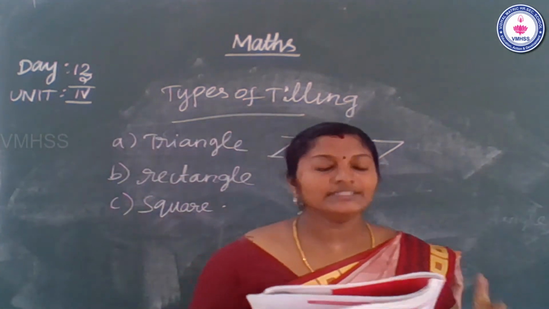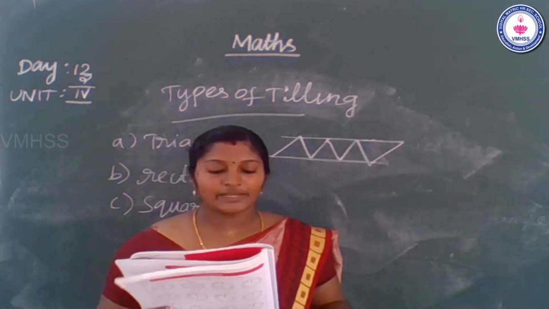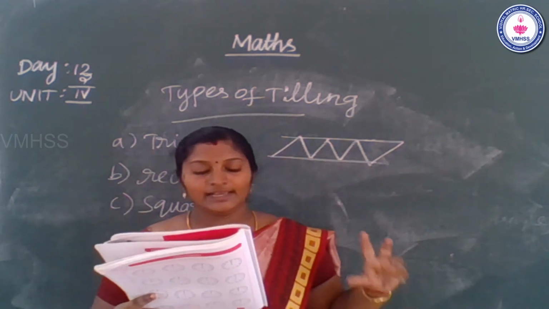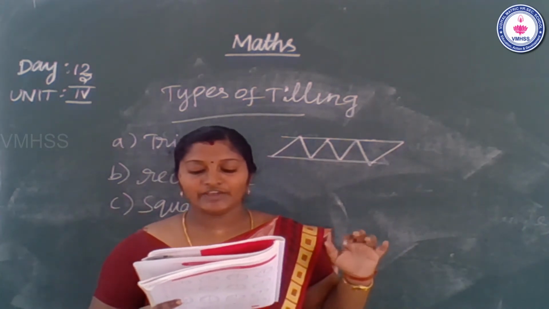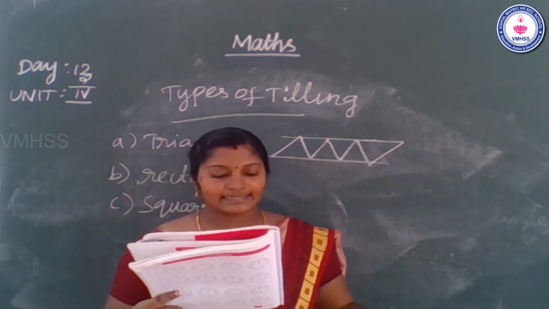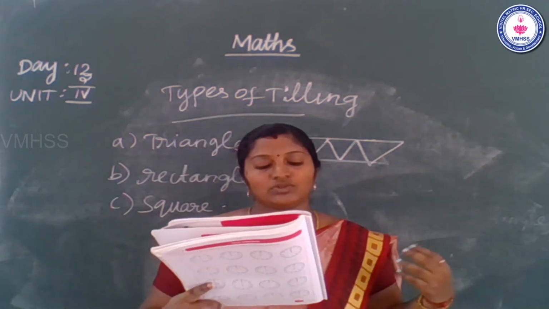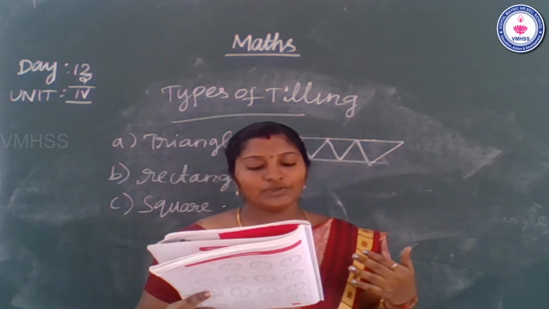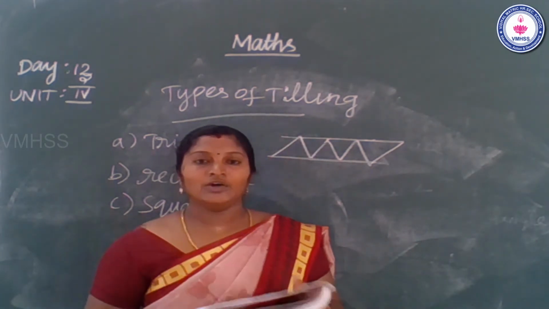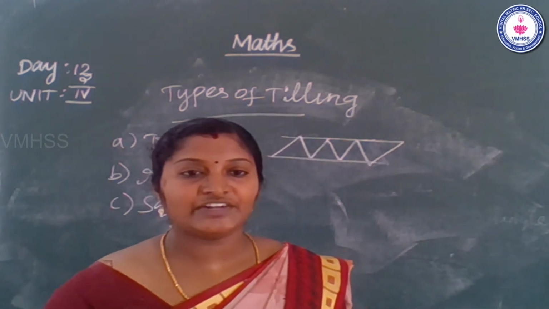So first one, triangle, the unit shape is triangle. Second one, rectangle, the unit shape is rectangle. Third one, square, the unit shape is square. Okay, do you understand the types of tilling?